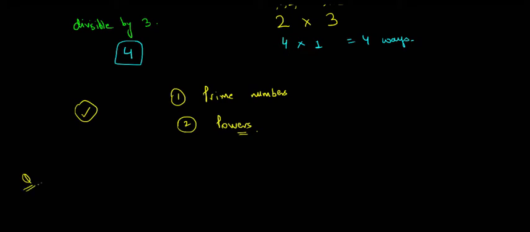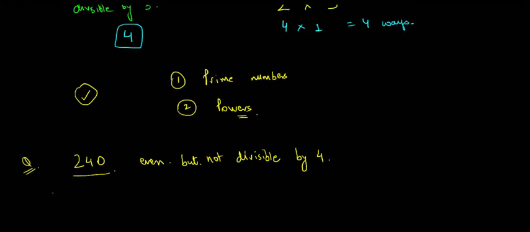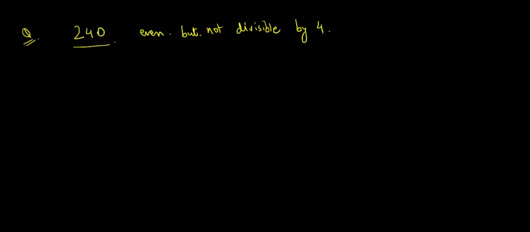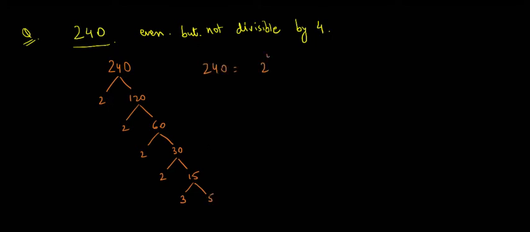Let's try one more question. How many factors of 240 are even but not divisible by 4? You can pause the video to give this problem a try. Okay, the first thing that we need is the prime factorization of 240. So 240 is 2 times 120, which is 2 times 60, which is 2 times 30, which is 2 times 15, which is 3 times 5. So 240 is 2 to the 4th power times 3 times 5.